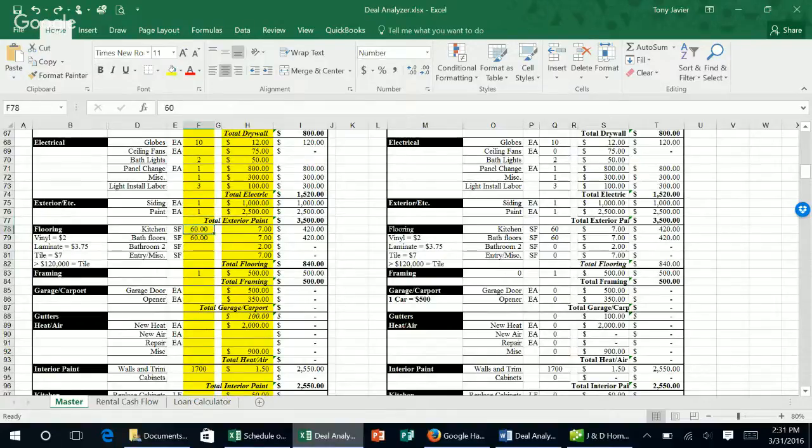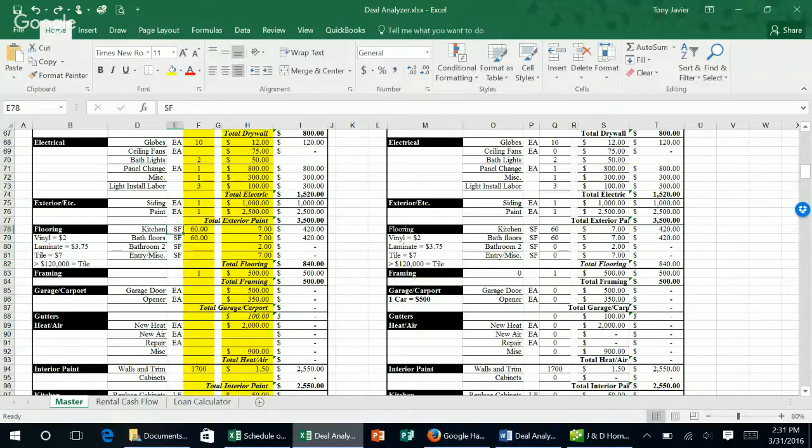Here, square footage, you can see our square footage prices over here. If you're putting vinyl in, that's typically $2 a square foot. Laminate is $3.75. Tile is $7 a square foot. And if the house is greater than $120,000, there's a note there that we typically do tile on our floors in the bathrooms, and sometimes in the kitchen or hardwood.